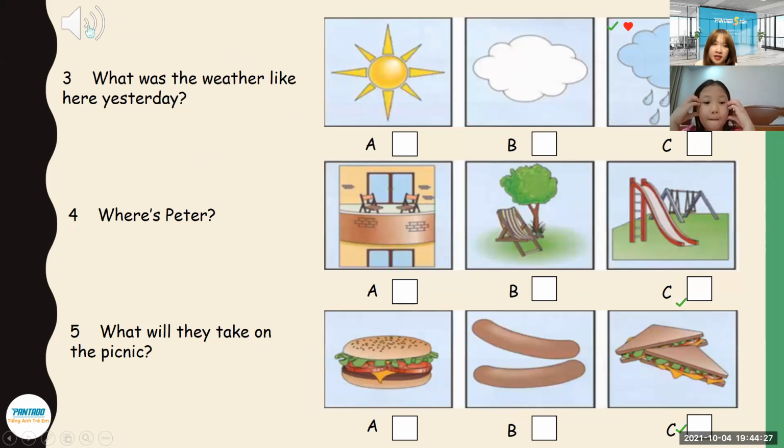The last one, 3. What was the weather like here yesterday? We went to the mountains yesterday and it rained. What was the weather like here, Pat? It was a beautiful day. Was it sunny? It was sunny. It wasn't cloudy at all.